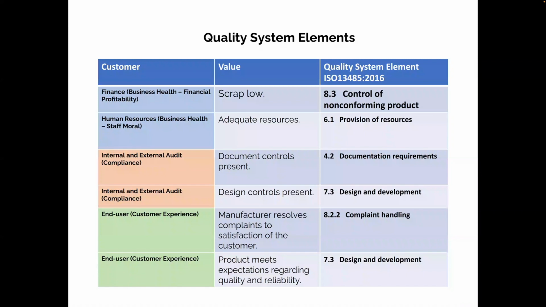So this really is the start of trying to break down the customer groups, understanding what they feel is valuable, and then drilling it down into more specific parts of the quality system. You can start to manage whether that part of the QMS is actually operating to the level that you want it to.